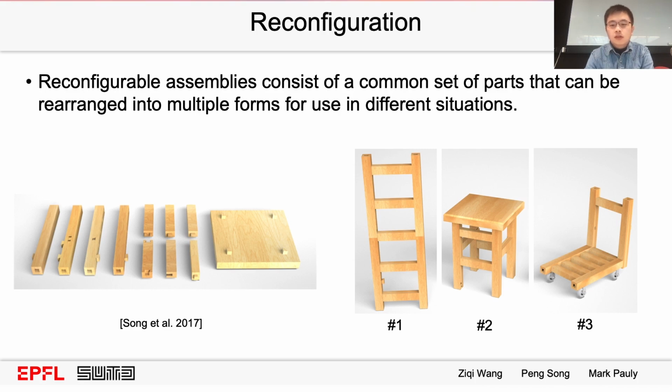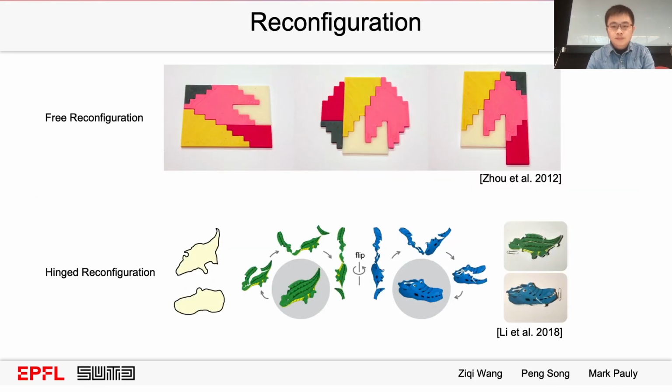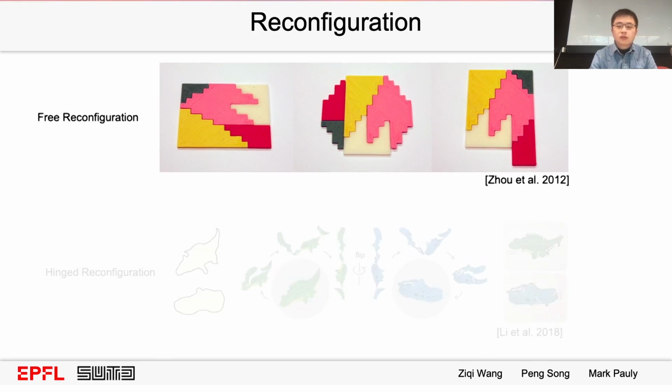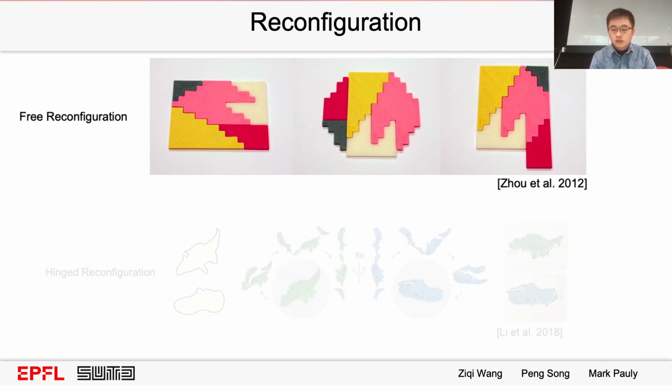By reusing the component parts, reconfigurable assemblies have advantages like cost efficiency, multiple functionalities, and requiring less storage space. We classify existing works on the design of reconfigurable assemblies into two classes: free reconfigurable assemblies and hinged reconfigurable assemblies, according to whether the component parts are separable or hinged during the reconfiguration process. Let's first review recent works in free reconfiguration.